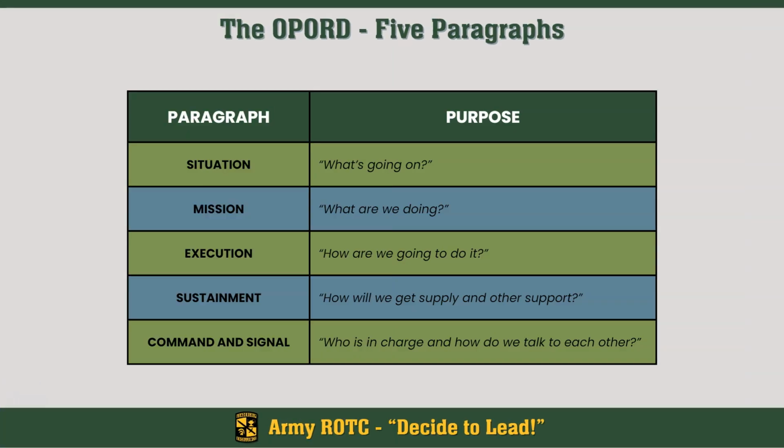Now to break this down a little simpler for the MS1 level, the paragraphs on the left are going to answer the questions on the right. So the situation should tell you what's going on around you. The mission is going to say, what are we doing? The execution is, how are we going to do it? Sustainment should answer, how do we get supply and other support? And then your command and signal paragraph should tell you who's in charge and how are we going to talk to each other.